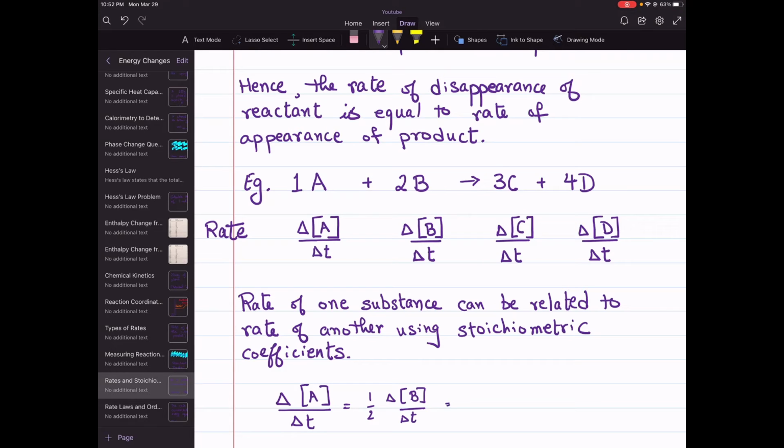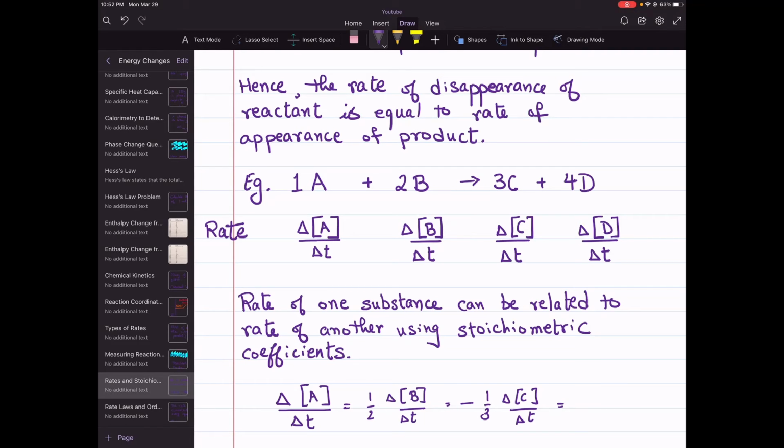Also, we can relate it to C. In terms of C, it is going to be 1/3 change in concentration of C over change in time. Now, there is another difference here. A is a reactant, C is a product. In other words, one is being consumed and the other one is being produced. Hence, we'll have a negative sign. It will be opposite. So whatever is the rate for A, the C, because it's on the product side, would have the opposite sign. And we can do the same thing for D.